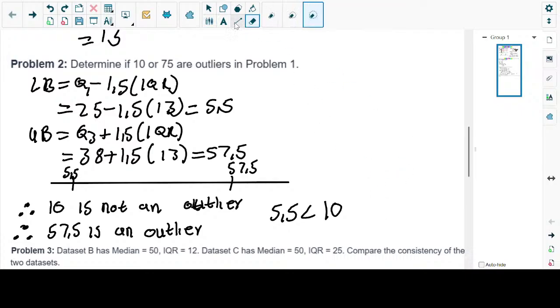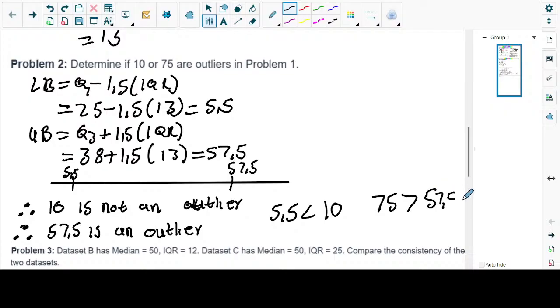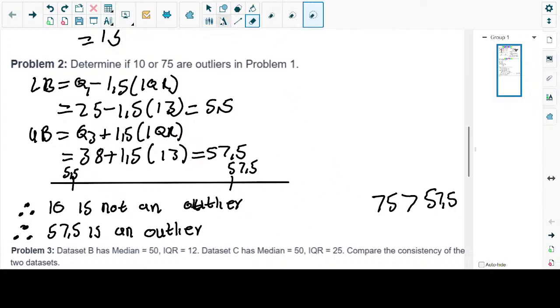I'm going to say we have 78. 75. Okay, 75 is greater than 57. Okay, I guess it is learning, guys. I'm learning something. So we are moving to the next question.